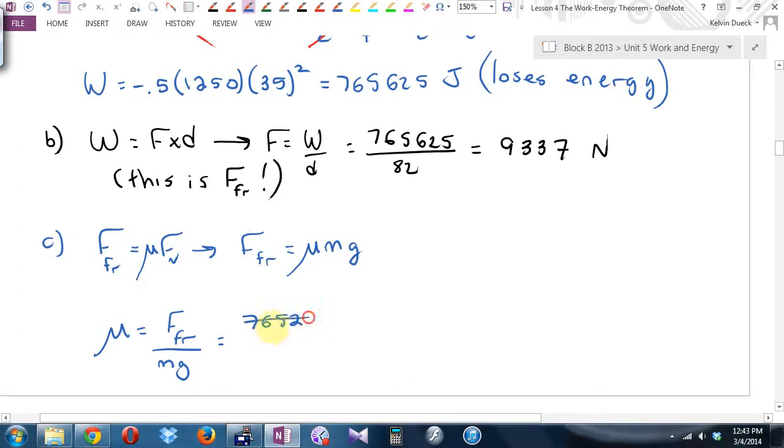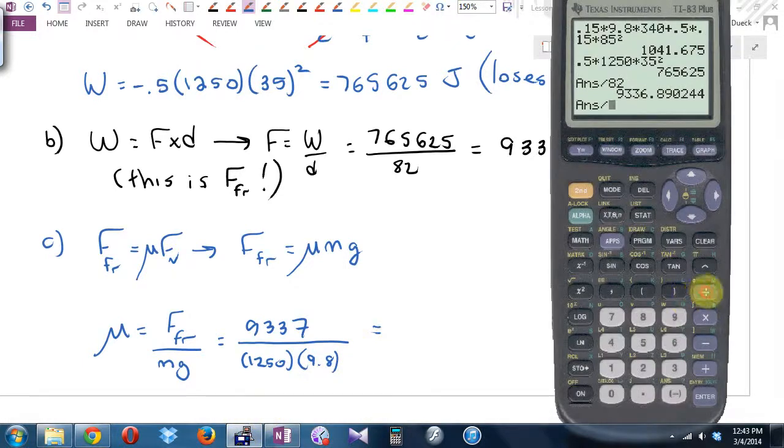It's going to be 7652. No, that's not right, Mr. Dueck. That's energy. It's going to be 9337, but I'll use the answer still stored in my calculator, divided by 1250 times 9.8. This pavement would require a minimum coefficient of friction of 0.76.